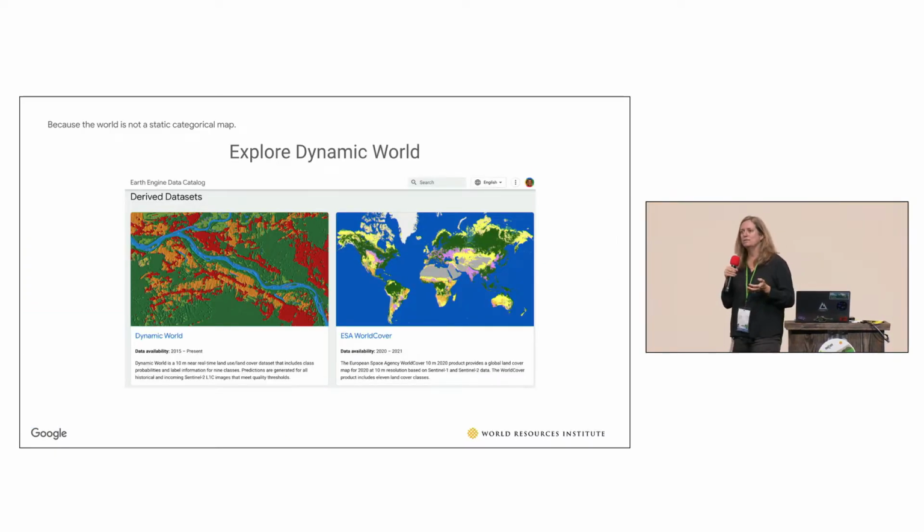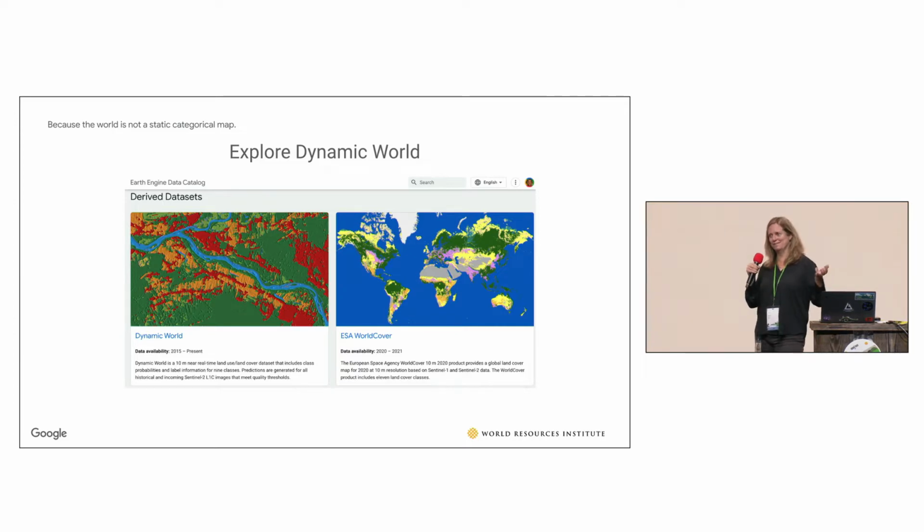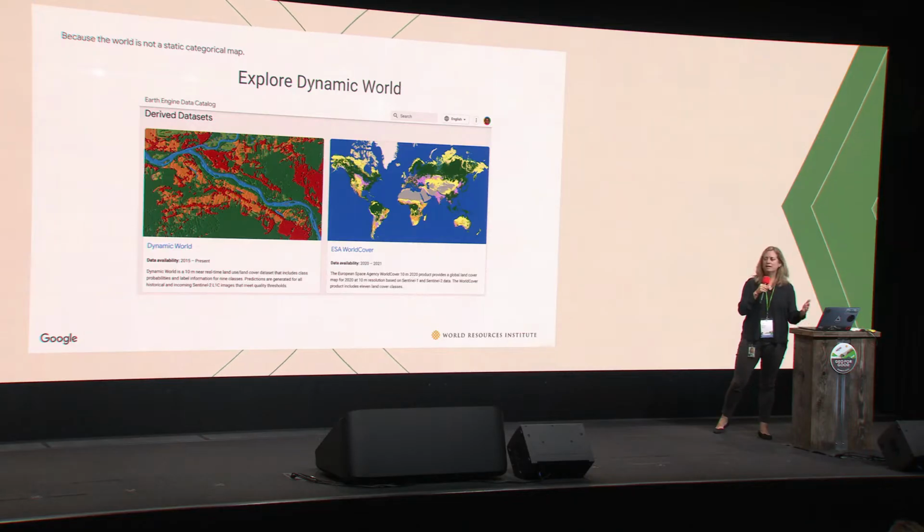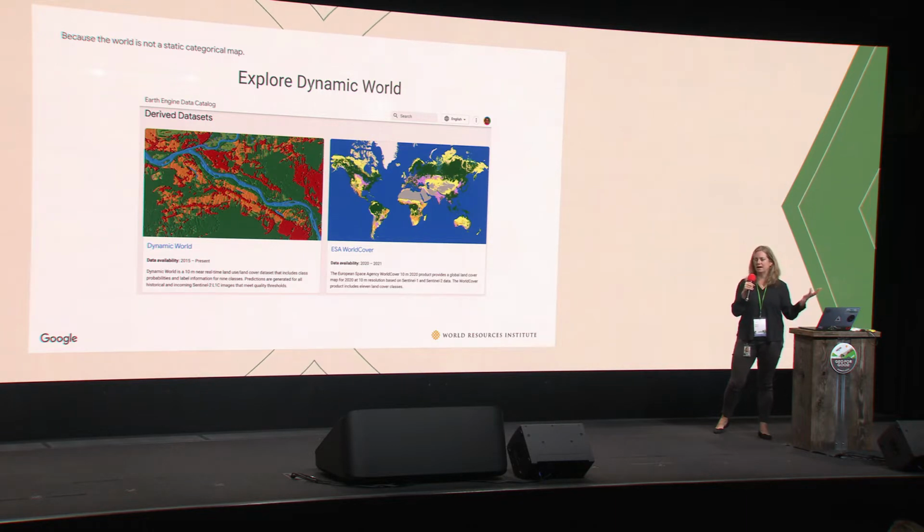So the easiest way to access Dynamic World is, voila, through the Earth Engine data catalog. So we created a new section underneath Sentinel-2, underneath Sentinel, for derived data sets. So there's Dynamic World, there's ESA World Cover, there's a number of other Sentinel derived data sets in there. And then Tyler will walk you through how to actually access it in the code editor in a minute.